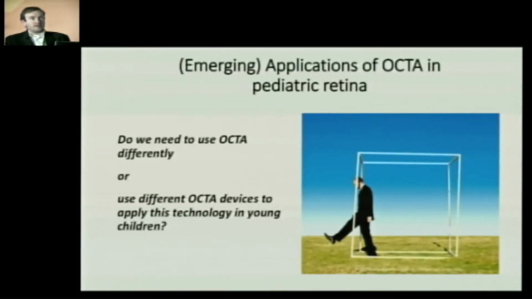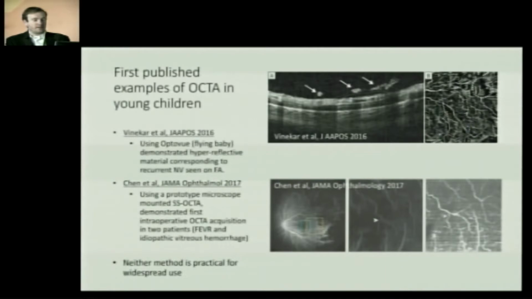So those are conventional applications of OCT angiography in children. But since children are different than adults, we have to ask the question: do we need to use this technology differently, or use different OCTA devices to apply this technology in young children? Anand Vinekar here in India was one of the first to use OCT angiography in ROP by holding a child with ROP up to an adult commercially available OptiView device and obtained these images of what was clinically apparent as recurrent neovascularization.